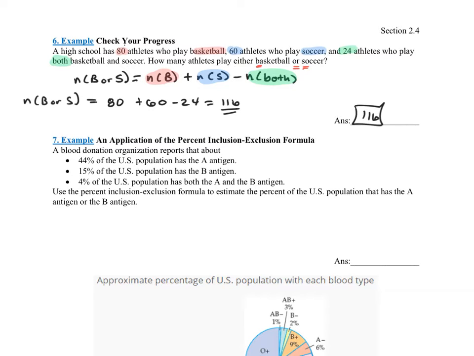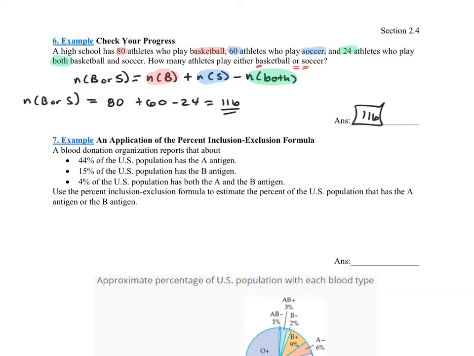Example 7. It says a blood donation organization reports that 44% of the U.S. population has the A antigen, or type A blood. 15% of the U.S. population has the B antigen, or type B blood. And then 4% of the population has both the A and B antigen, or type AB blood. It says use the percentage of inclusion and exclusion formula to estimate the percentage of the U.S. population that has the A antigen or the B antigen.